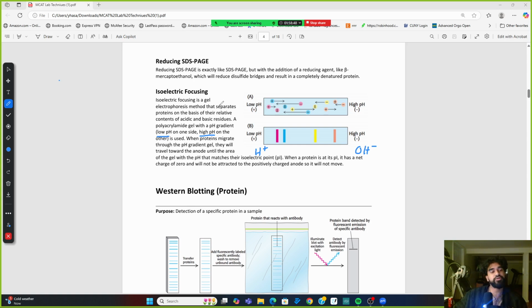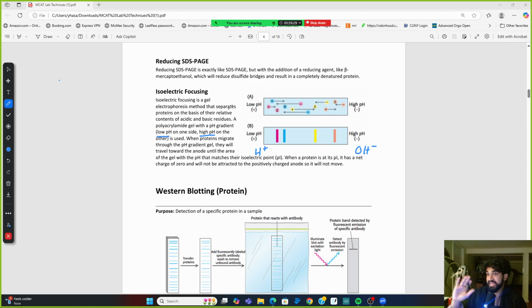Proteins usually are what? Positive or negative? Overall, in general. Negative, positive? What are they? Neither. It's a hard question to answer because you don't really know what state you're looking in, right? It depends.